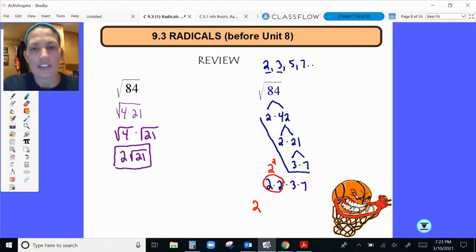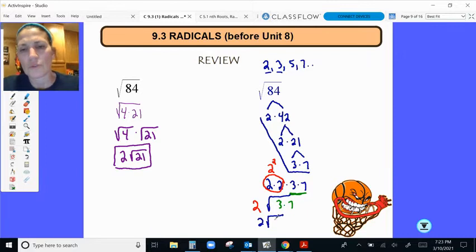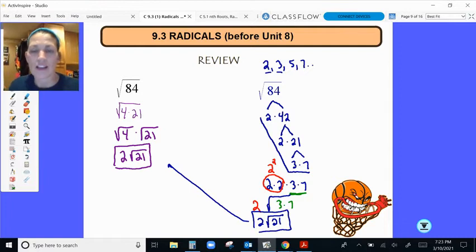But notice that these other two, the 3 and the 7, do not have any pairs, so they have to stay inside my radical. 3 times 7 have to stay inside. So my simplified answer is going to be 2 square root of 21, and that is my simplified radical. Notice it's the same as the one up there. You can do this factor tree for any numbers, especially if you don't have a calculator handy. You can just start breaking it down from 3. As soon as I can't divide by 3 anymore, I go to 5. If I can't go to 5 anymore, I go to 7. But usually I can get through most of these with just these prime numbers.